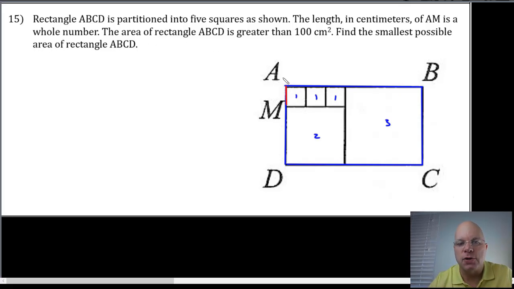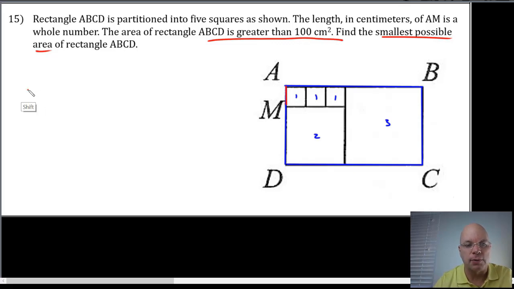The area of rectangle ABCD, so the whole big rectangle, is greater than 100 centimeters squared. Find the smallest possible area of rectangle ABCD. So there's lots of ways to do this, but I believe they're all going to hinge on trying to understand what happens when you change this line segment AM.